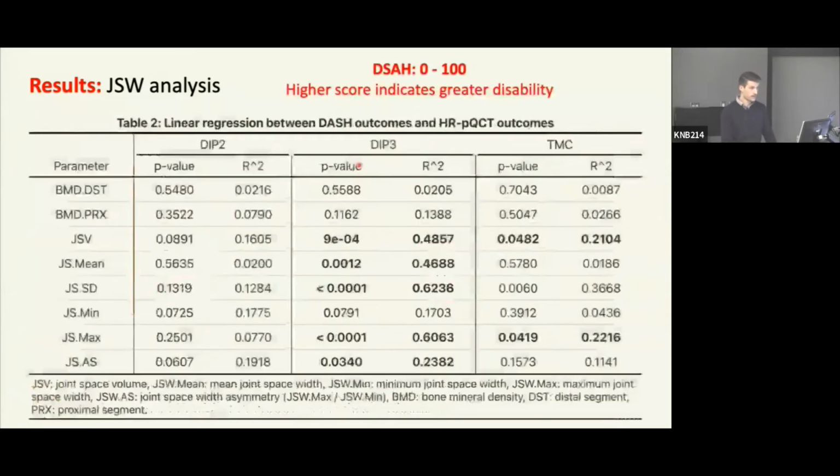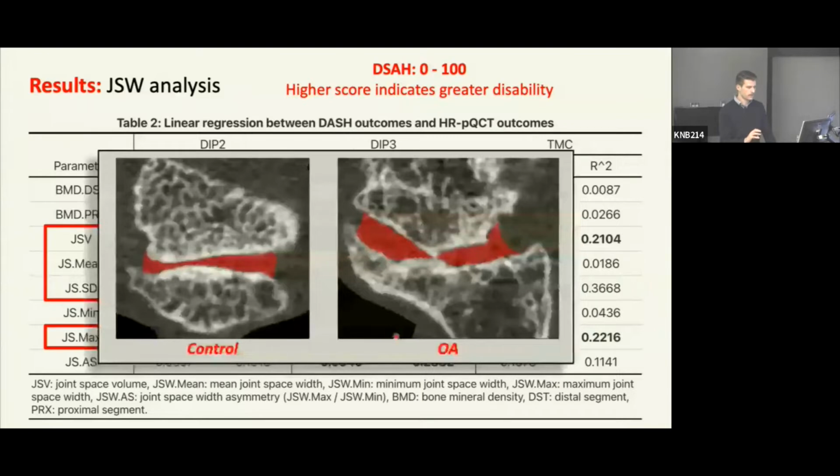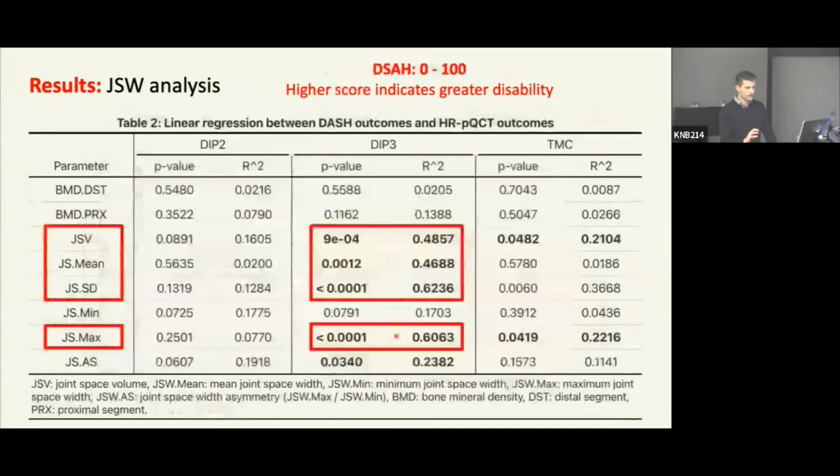And the reason I've highlighted these is because when we went into comparing our clinical outcomes to our HR-pQCT outcomes, we again found the exact same parameters in the DIP3 joint. The volume, mean, standard deviation, and max had significant correlations between our clinical outcomes and our HR-pQCT outcomes for both DASH as well as the Jepson hand function test. And these were all positive correlations, meaning that, for example, for joint space width volume, higher volumes were correlated with higher DASH scores in our OA group.